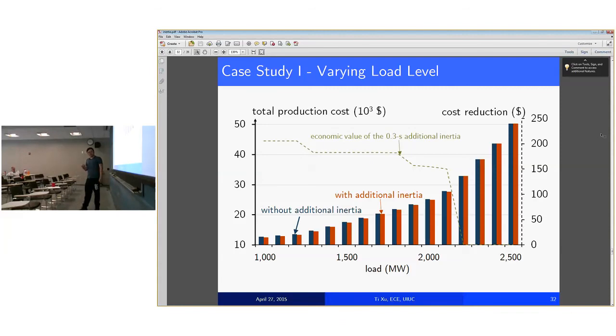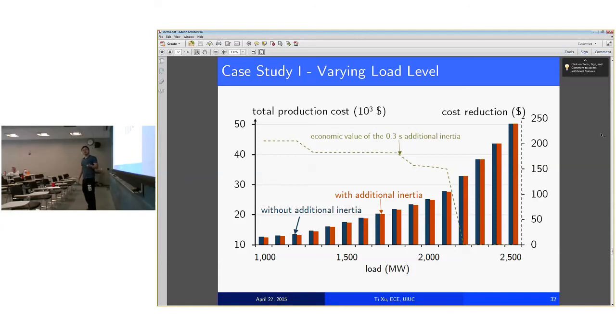The first one is where I vary the load from 1,000 to 2,500. As the load increases, the economic value of the inertia decreases, because when the load is very high, there are enough units online and there is enough inertia in the system. So we don't need to say, we want to pay you to provide the inertia. But when the load level is very low, there are just a few units online. So once a contingency happens, the system cannot maintain the frequency above some limit.